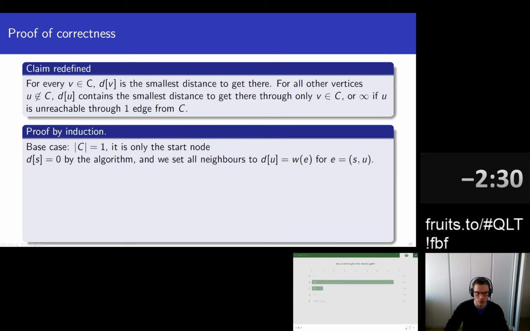So that means that indeed our claim now holds, right? There's only one vertex in our cloud, that's d of s, and d of s contains the smallest distance to get there, namely 0. And for all other vertices that are not in the cloud, either they contain infinity, because I cannot immediately reach them from my cloud, or they contain the smallest distance to get there through only vertices in the cloud, which is to get there directly from S. That's the base case.